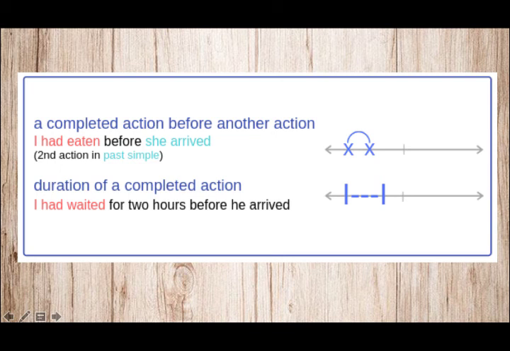Duration of a completed action. I had waited for 2 hours before he arrived. What happened first? I had waited for 2 hours. This is the duration of the action, 2 hours. Then he arrived.